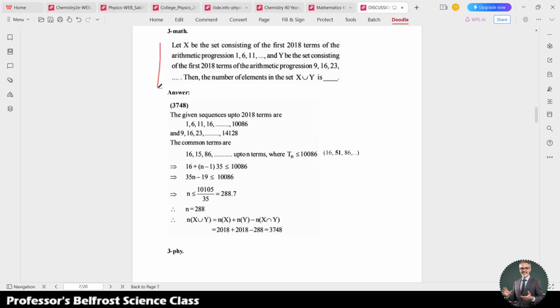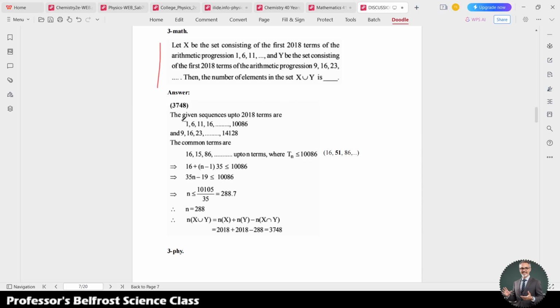Let X be the set consisting of the first 2018 terms of the arithmetic progression 1, 6, 11, and so on, and Y be the set consisting of the first 2018 terms of the arithmetic progression 9, 16, 23, and so on. Then the number of elements in the set X union Y is?